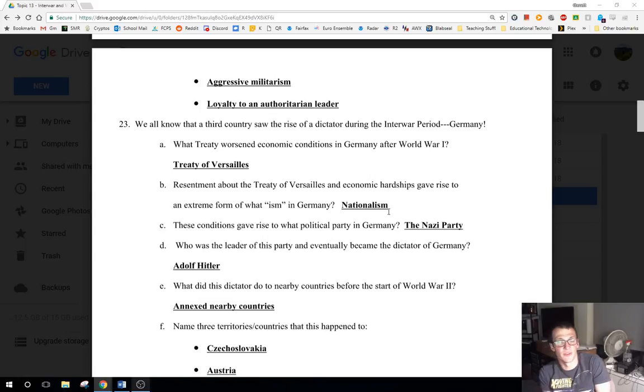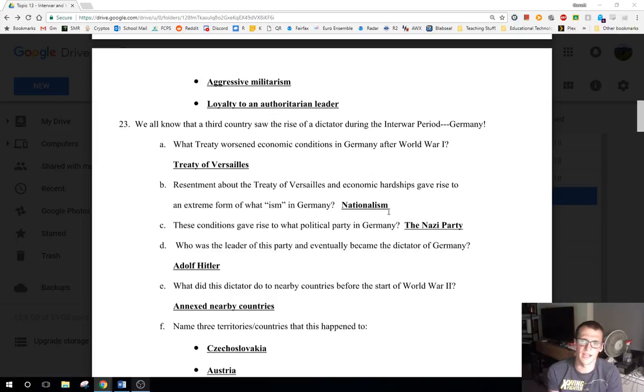We already talked about them very briefly here, but we know that the Treaty of Versailles is going to worsen these economic conditions in Germany after World War I. You're going to get this resentment about the Treaty of Versailles, and you're going to get this economic hardship. It's going to give rise to nationalism as well in Germany, and you are going to get the rise of the Nazis.